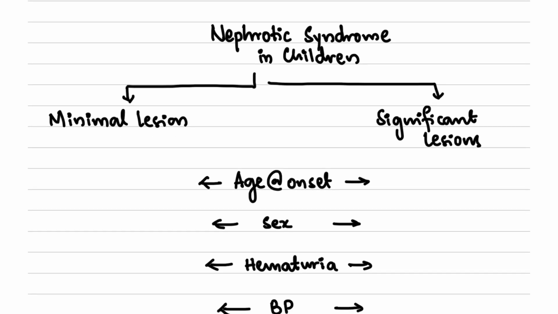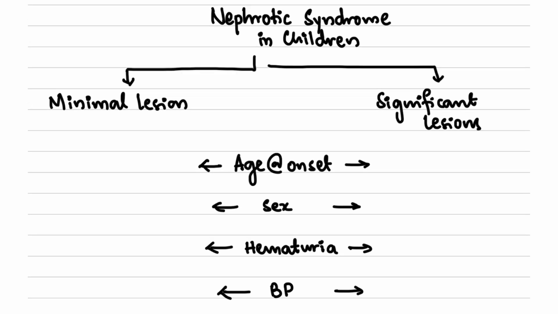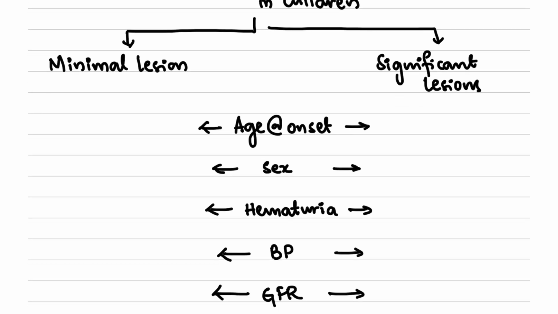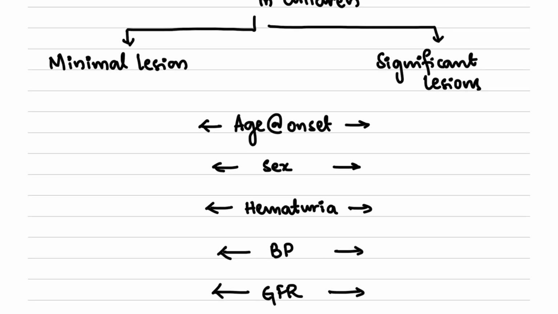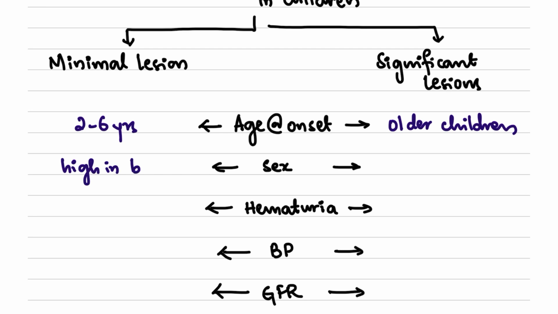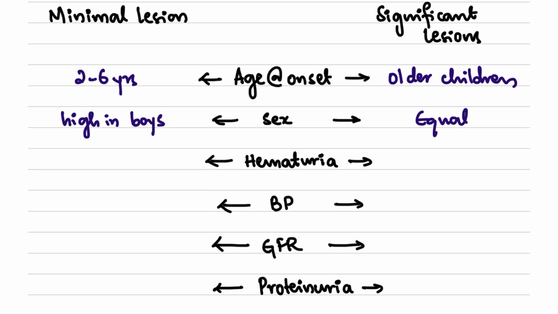So when it comes to nephrotic syndrome in children, we can divide the category into two different lesions, that is a minimal lesion or minimal change disease, or other significant lesions that are more common in the younger adults. So these are all the bases in which we will be dividing the lesion. When it comes to minimal lesion, the age of onset will be 2 to 6 years, while other significant lesions occur in older children. Regarding sex, a higher incidence of minimal change is seen in the boys, while it is equal between boys and girls if it is a significant lesion.